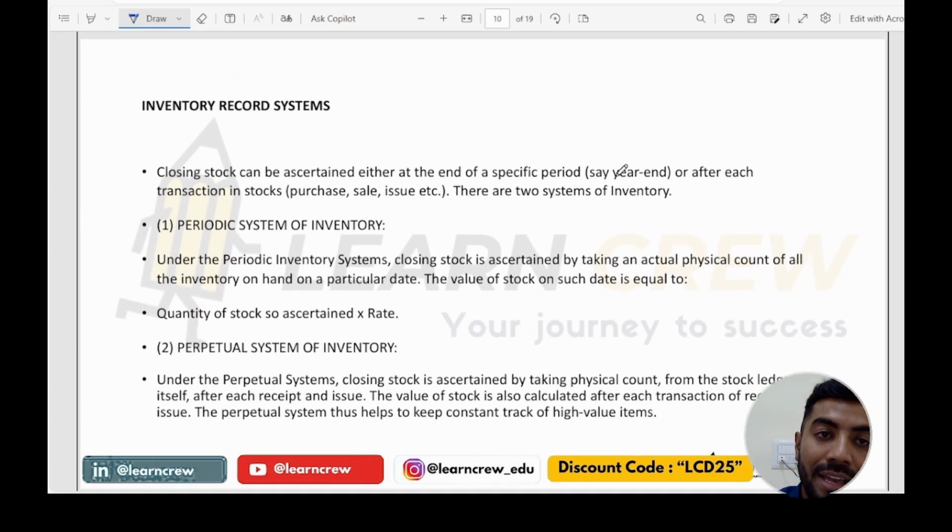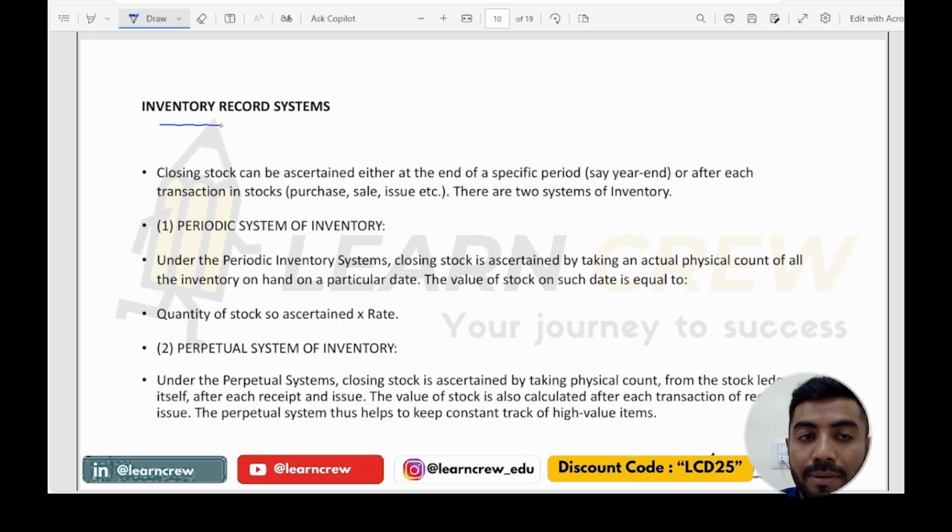Then coming to the inventory record systems. There are basically two types of recording inventory: the periodic system of inventory and the perpetual system of inventory. What is periodic and perpetual? Inventory record system means how you maintain the records of inventory. In that we have two methods.